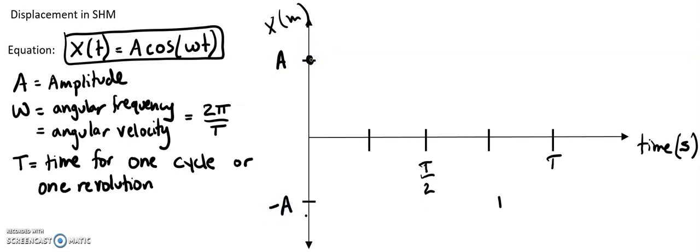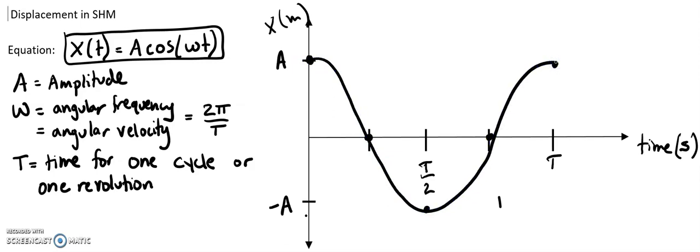So we'll start at A. We'll go down to equilibrium. Then at half a cycle, we'll be back at negative amplitude, and then we'll be back at equilibrium again, and then after one complete cycle, we'll be back to where we started. So let's go ahead and graph this cosine function. So it's something like this.